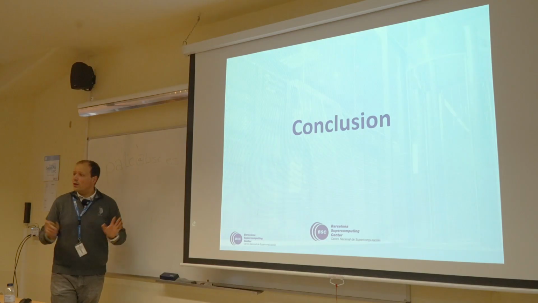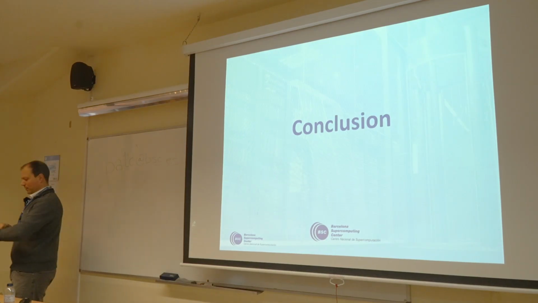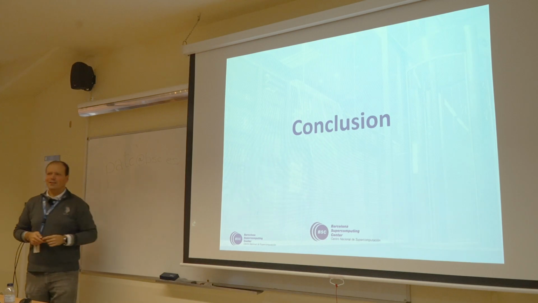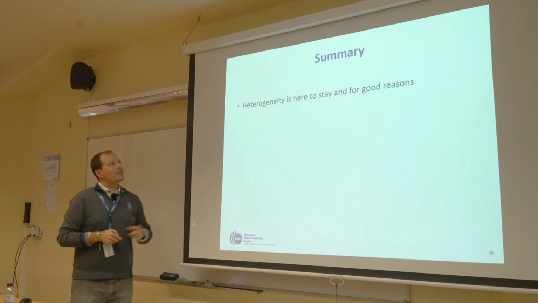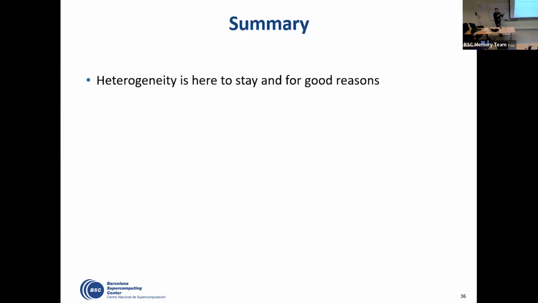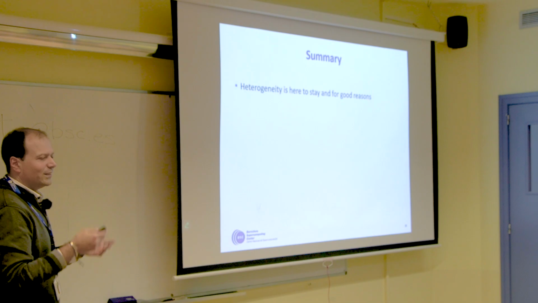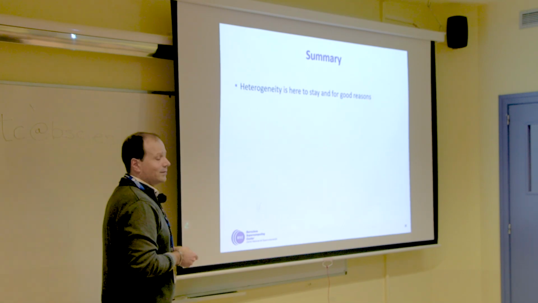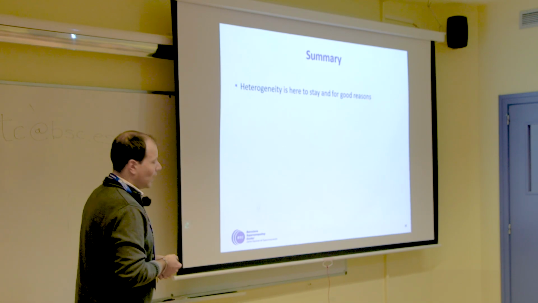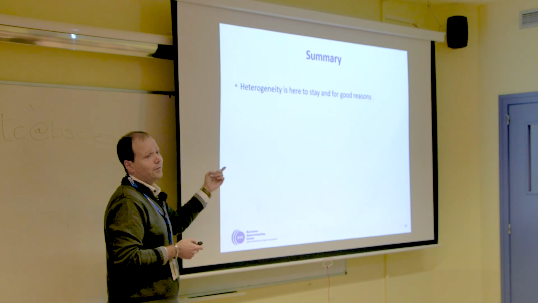So, questions so far before I conclude? Good. Okay, summary: heterogeneity all around. We are talking about not only GPUs anymore, by far. We're talking about SmartNICs, processing in memory, you name it. There's heterogeneity all around, big, little, whatever. And it also comes to memories. And it is here for good reasons, mainly for efficiency.